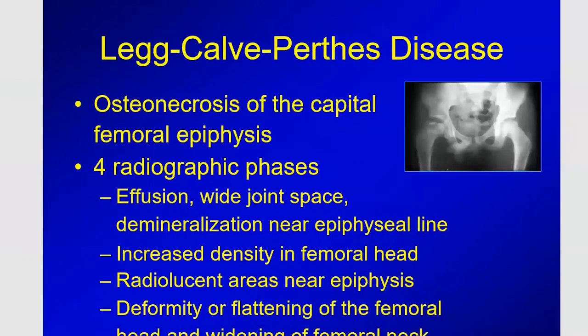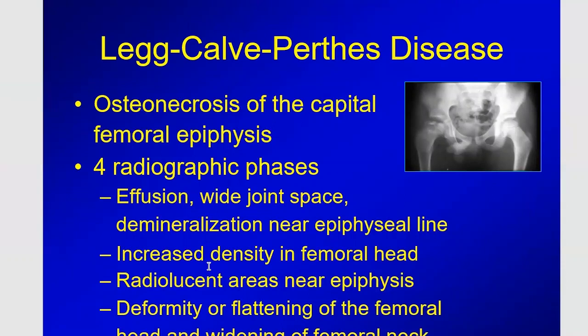Now, with Legg-Calvé-Perthes disease, the big determining factor with this is going to be the age and the biological sex of the patient. Typically, what we see is predominantly males get this disease, and they average around 6 years old. Right? These are very young children. What Legg-Calvé-Perthes disease actually is, is an osteonecrosis of the capital femoral epiphysis.